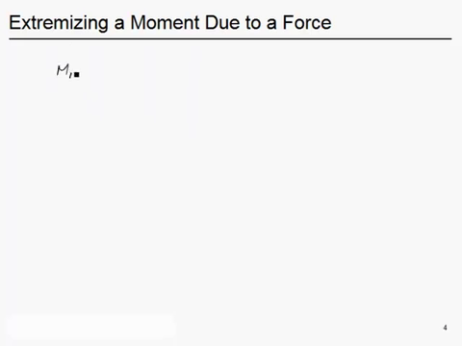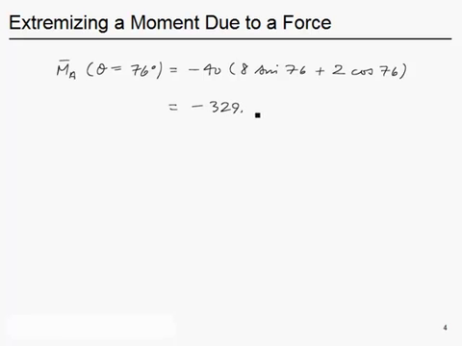So M_A, the moment around A at theta equals 76 degrees, is going to be equal to minus 40 times (8 sine of 76 plus 2 cosine of 76). This is just going to equal minus 329.8 in the k direction, with units of pound feet. There's our maximum.